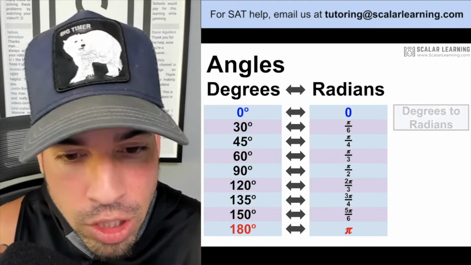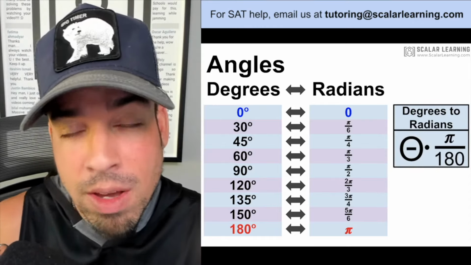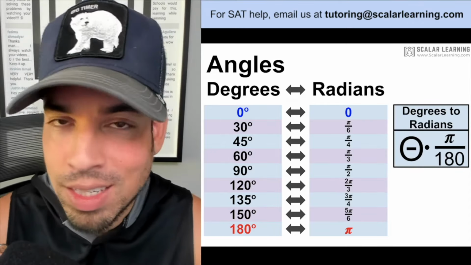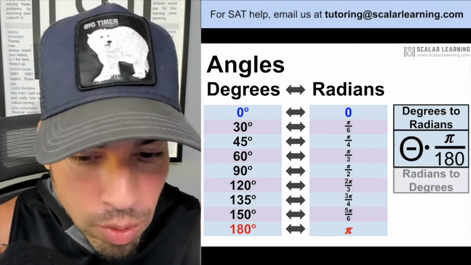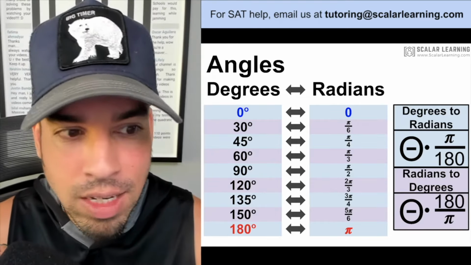Now to do the conversion, if you're going from degrees to radians, you take your degree value and you multiply it by that relationship, by pi over 180, because again, they're equivalent. If you go the other way from radians to degrees, you multiply it by the reciprocal, 180 over pi.